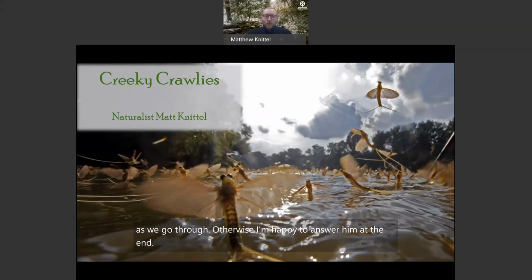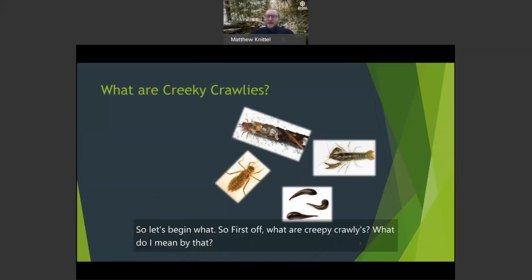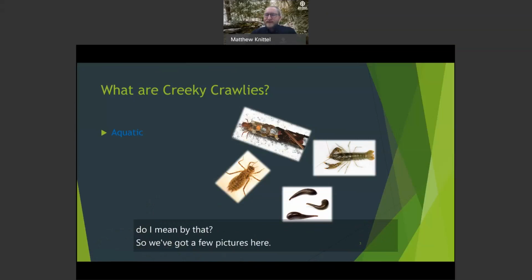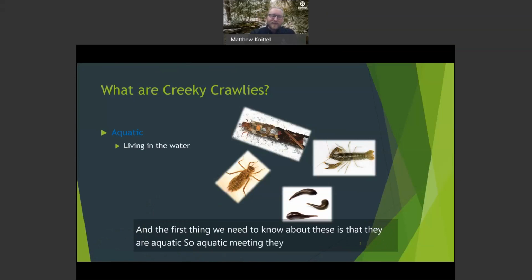So let's begin. First off, what are creaky crawlies? What do I mean by that? So we've got a few pictures here. And the first thing we need to know about these is that they are aquatic, meaning they live in the water.